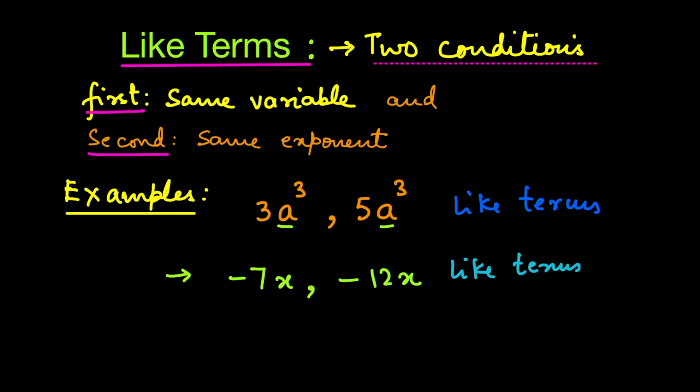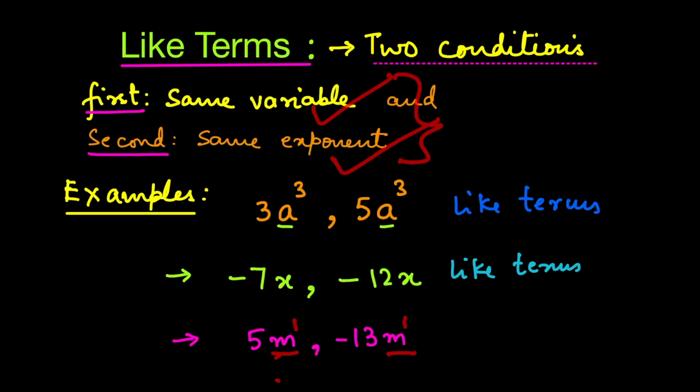Another example we take, 5m and 13m. Let us take minus 13. The same variable, and the exponent is 1 for both. So both the conditions are satisfied, same variable and same exponent. These are the coefficients, and we are not bothered about these ones. They can be anything. Now the variable is the same and the exponent is the same, so we say these are like terms.